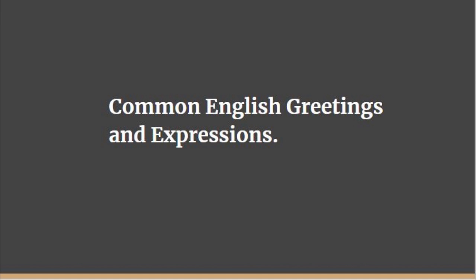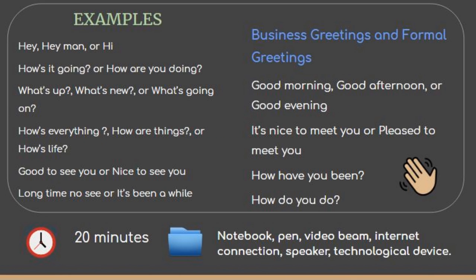We'll ask them to write down some greetings and goodbyes that they know. Then we'll explain some common English greetings and expressions, what they mean and how they're used, since this is something typical of American culture. Examples: hey man, or hi. How's it going, or how are you doing? What's up, what's new, or what's going on? How's everything? How are things? Or how's life? Good to see you, or nice to see you. Long time no see, or it's been a while.